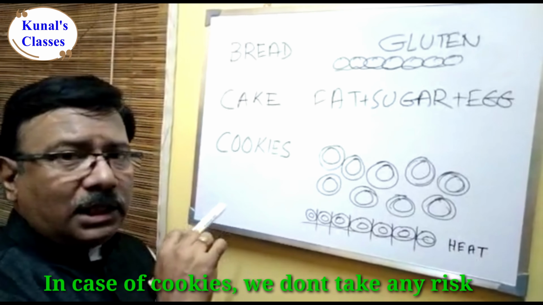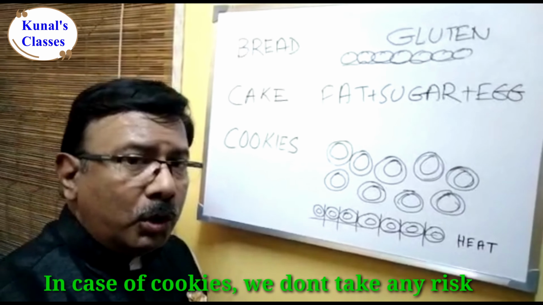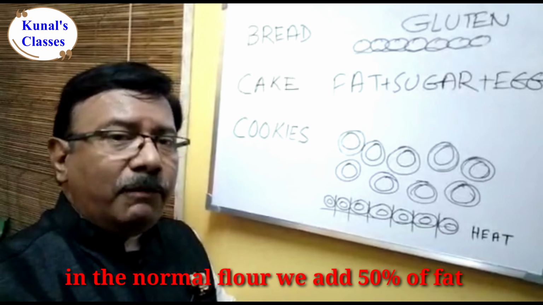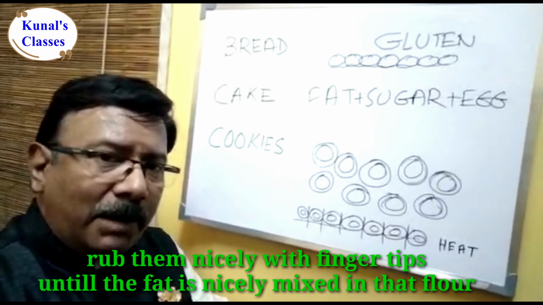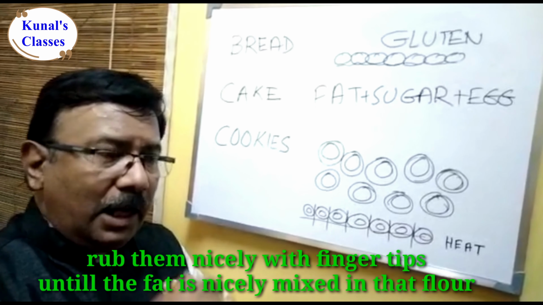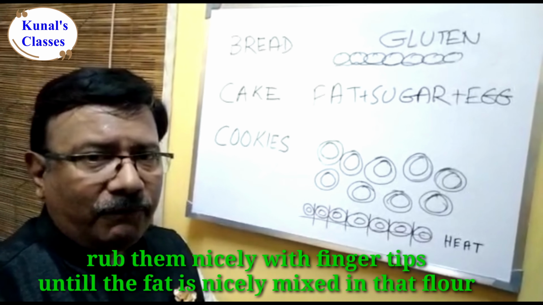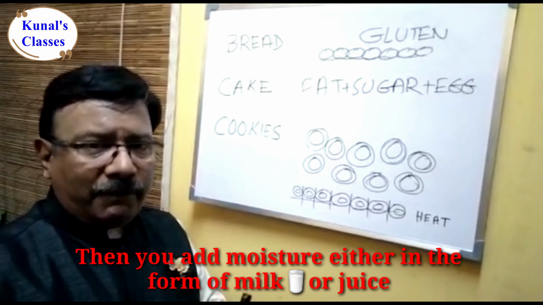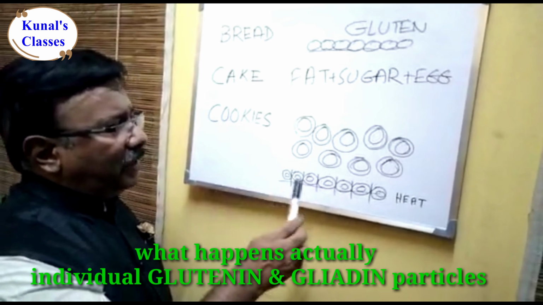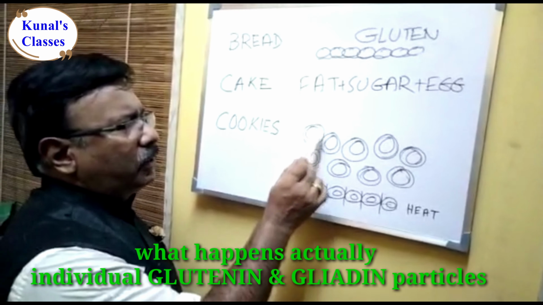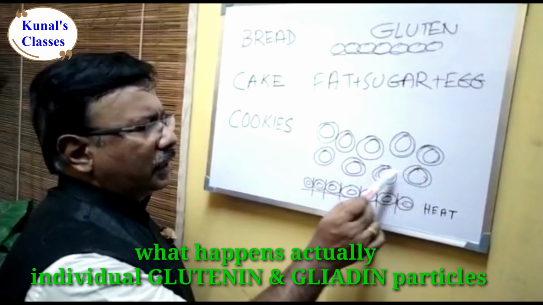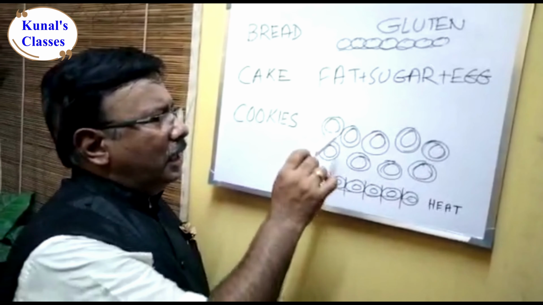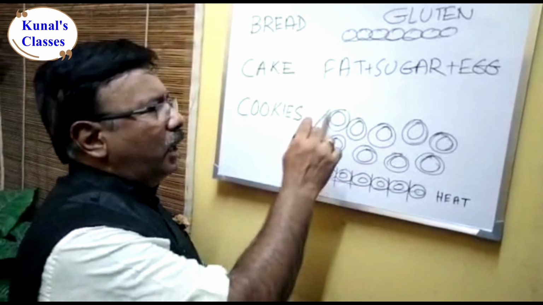In case of cookies, it is different. What do we do? We don't take any risk. In the normal flour, we add 50% fat and we rub them nicely with our fingertips till all the fat is nicely mixed in that flour. Then we add moisture, either in the form of milk or juice or whatever. And then what happens actually, see, these are all individual glutenin and gliadin particles. Gluten is not yet formed because you have not added any moisture. And when you rub the fat, there will be a coating around.